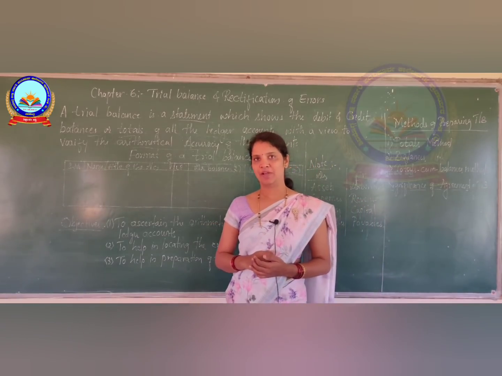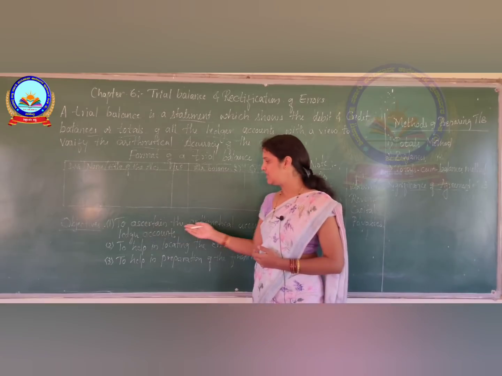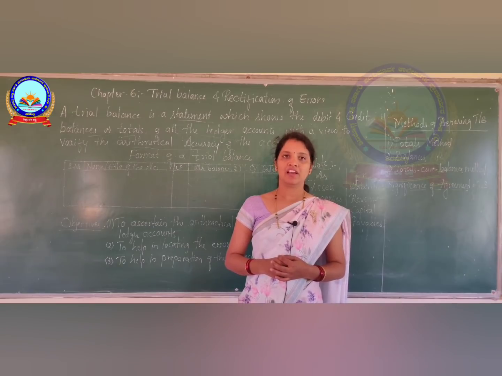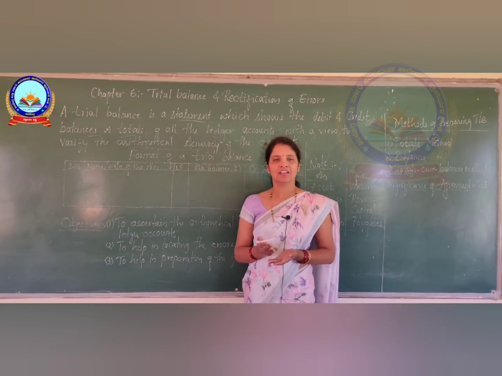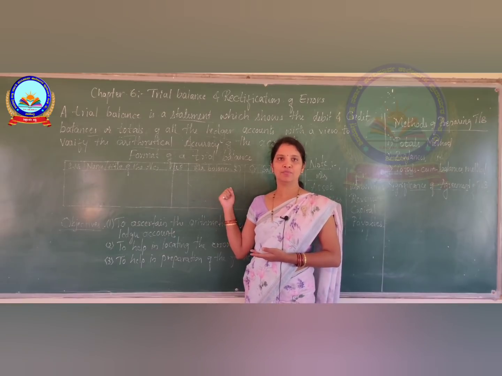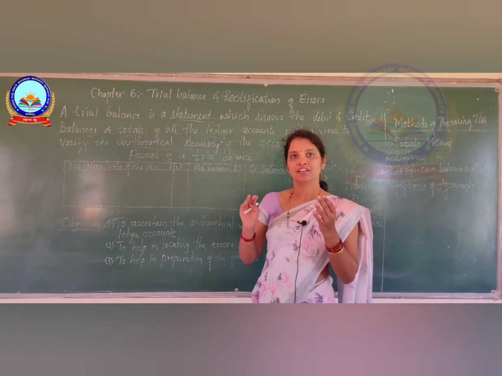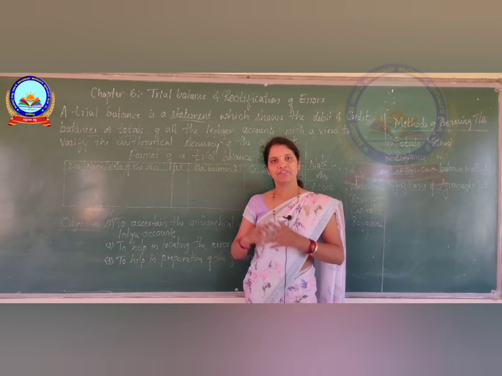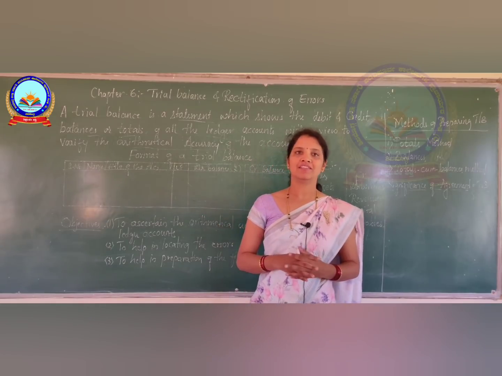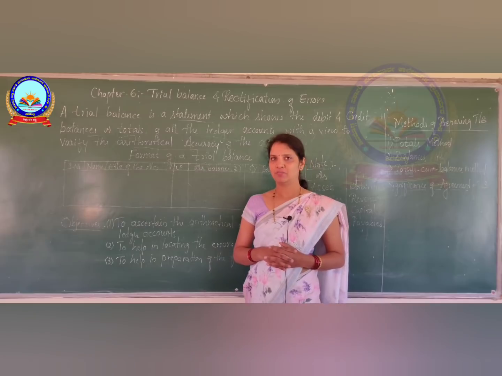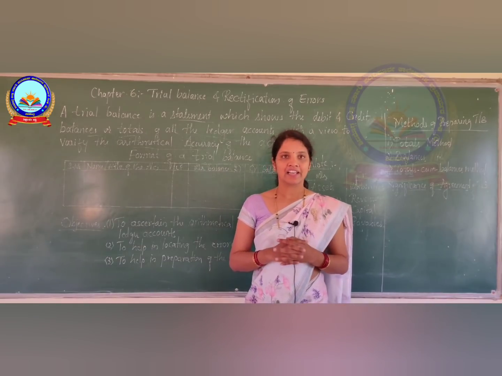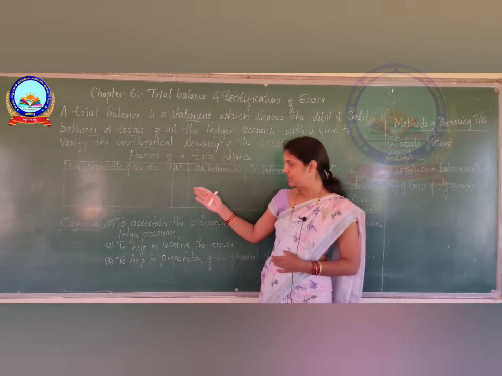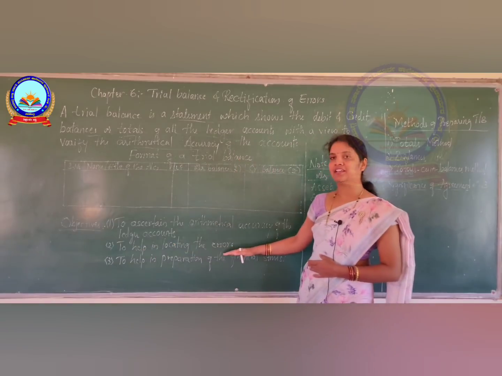What are the objectives of trial balance? The first one, as told here, is to ascertain the arithmetical accuracy of the ledger accounts. In order to ascertain whether we have done the calculations correctly, our trial balance serves as a proof that our calculations, totaling and balancing are correct. So if the trial balance tallies, to some extent we can say that our accounts, our calculations, our postings, our recordings are correct, to some extent, not fully. Why? We'll tell later.